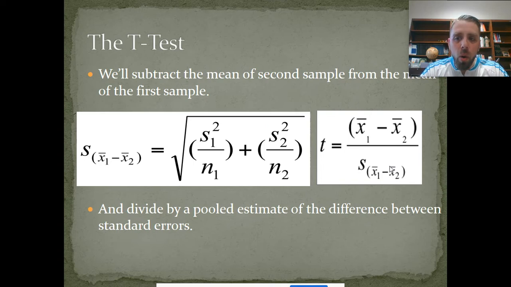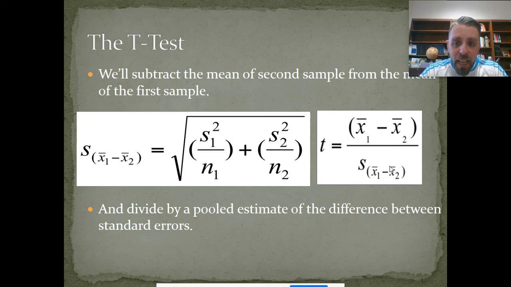So how do I know when to do this particular t formula? Well, if I lack the population standard deviation or variance, and I have two separate sample means, and those samples consist of the identical sample size, this is what I'm going to do. Now that's the formula.